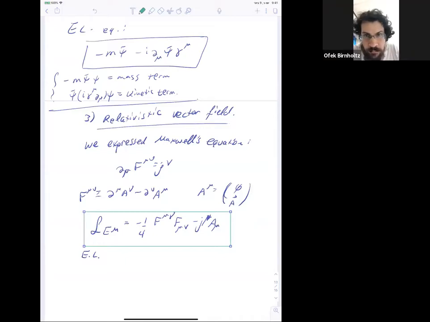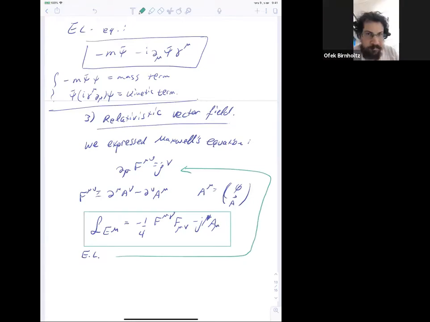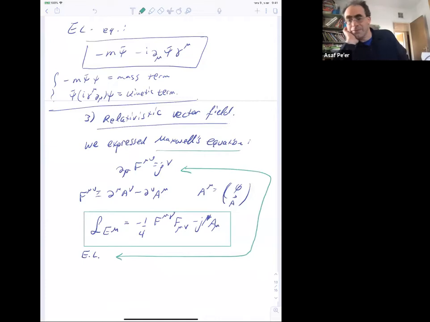Of course. You get back Maxwell's equations. Euler Lagrange will give back Maxwell's equation. Do it at home, please, just to make sure that you're all with me.